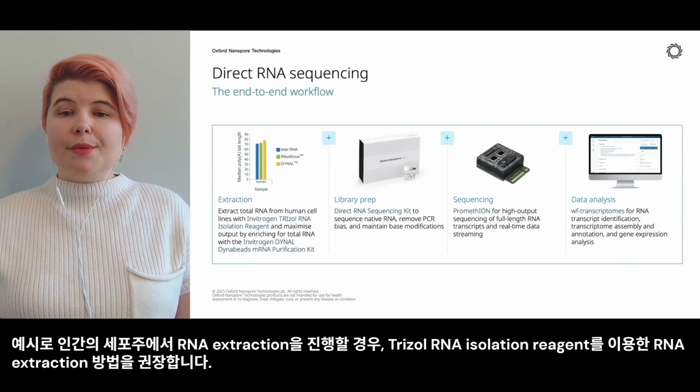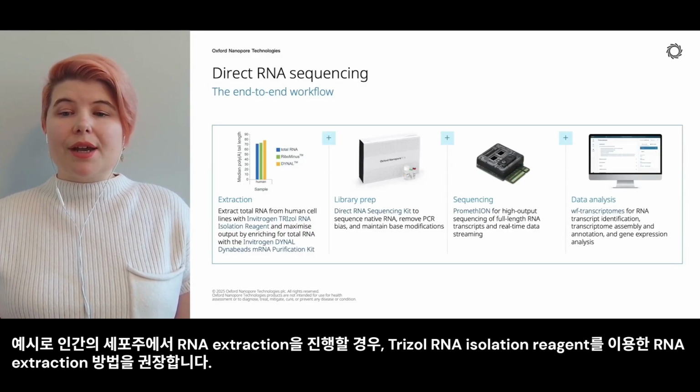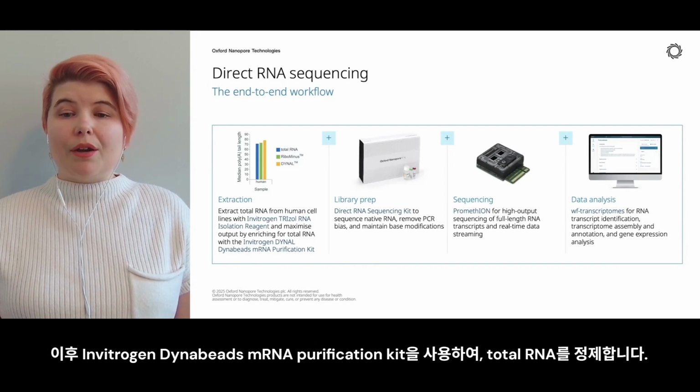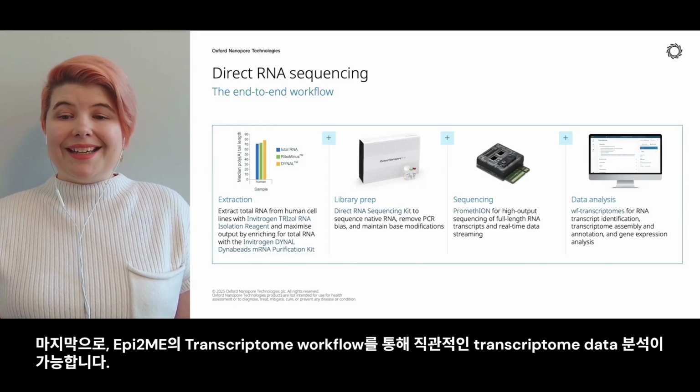When starting from a human cell line, for example, we recommend extracting RNA using Trizol RNA isolation reagent, then enriching for total RNA with the Invitrogen Dynal Dynabeads mRNA purification kit. After library preparation, we recommend sequencing a human transcriptome on a PromethION flow cell for high outputs of full-length transcripts. Finally, the Epi2me transcriptome workflow provides intuitive transcriptomic analysis.